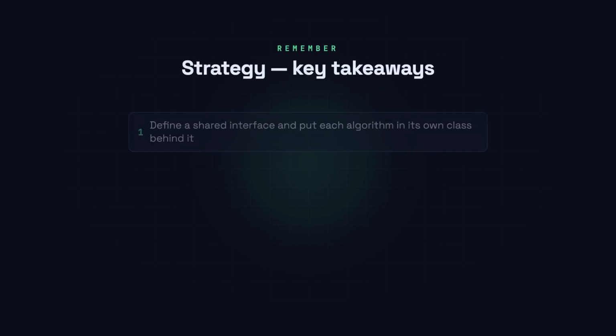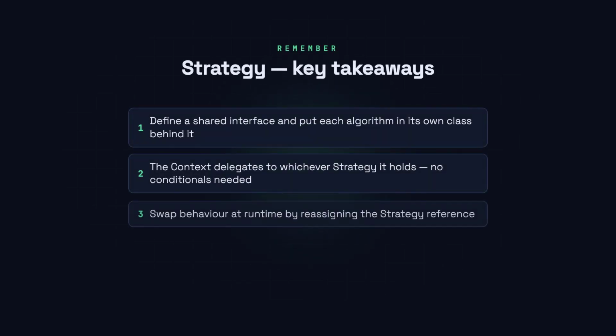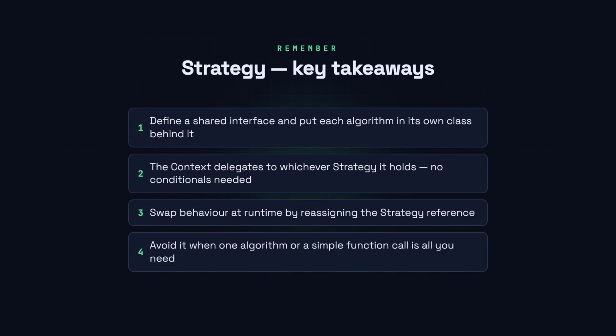To recap, strategy is about defining a family of algorithms behind one interface so that the context that uses them stays completely decoupled from any specific implementation. You swap behavior by swapping the object reference, not by branching. That makes the system open to new algorithms without touching existing code. Just remember, if you only have one algorithm today, and no real expectation of more, the pattern is overhead, not help.